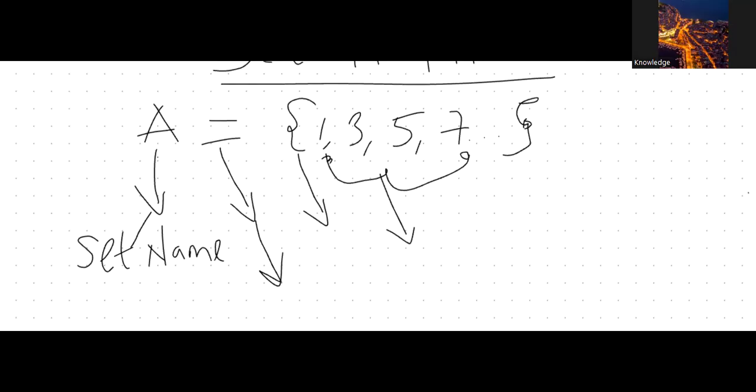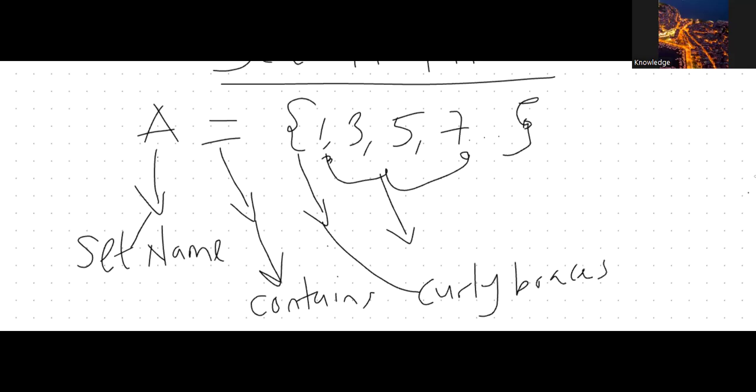A set name, the equals to means contains, A contains the following things on the other side. This bracket, we'll call it curly bracket, curly braces or bracket, anyone you call it. Now, that is the one we use to represent the elements, the collection of a set.